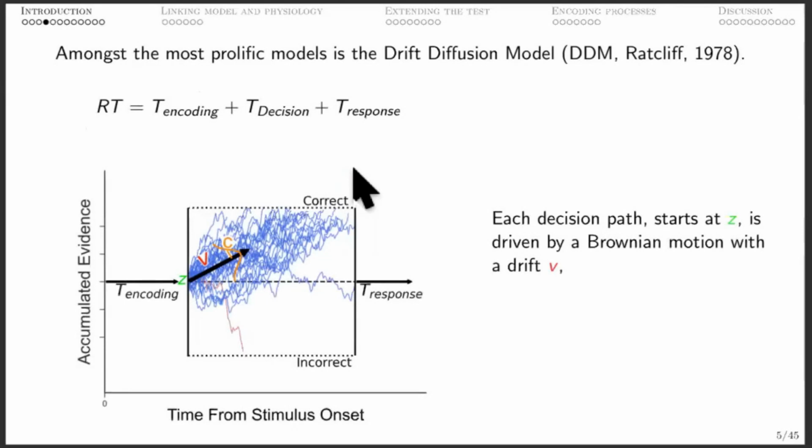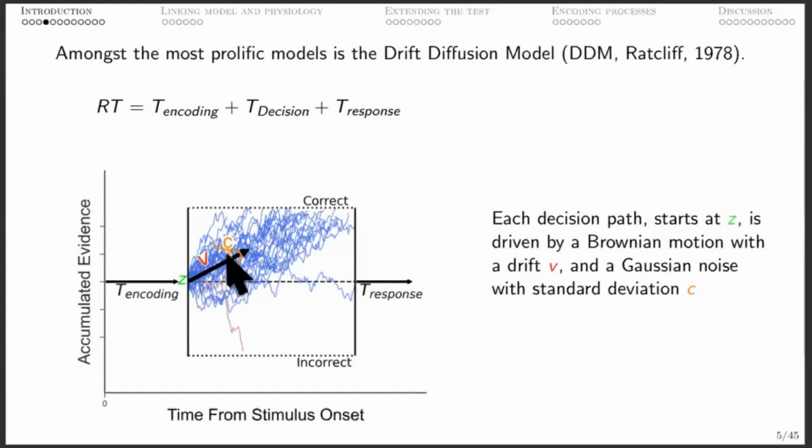Now, interestingly, in the case of the drift diffusion model, the decision paths are determined by three mathematical parameters. The first one is the value at which the accumulation of evidence starts, which we call the starting point, or the Z parameter. Then we have the drift rate, which drives the Brownian motion, meaning that we have a mean increase of the average decision path towards the correct threshold. And finally, what explains the variability in the decision path is a Gaussian noise with a standard deviation given by the C parameter, which makes the decision path go up or down randomly.